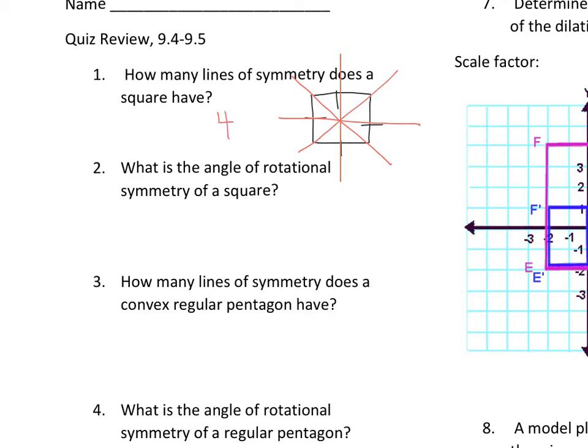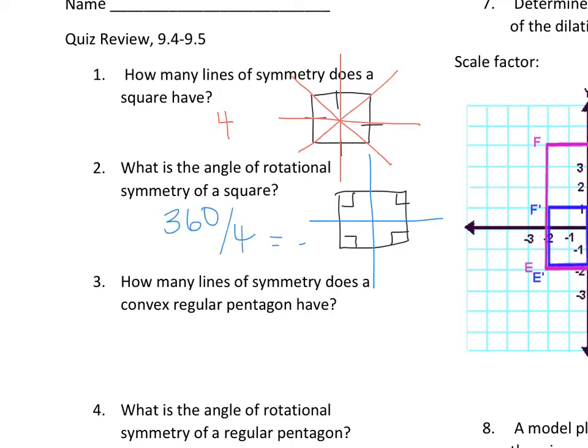What is the angle of rotational symmetry of a square? So I'm going to draw a square again. The square has 4 angles that are equal. So the angle is going to be 360 divided by 4, which is 90 degrees. So if you turn it 90 degrees, it's going to match up.